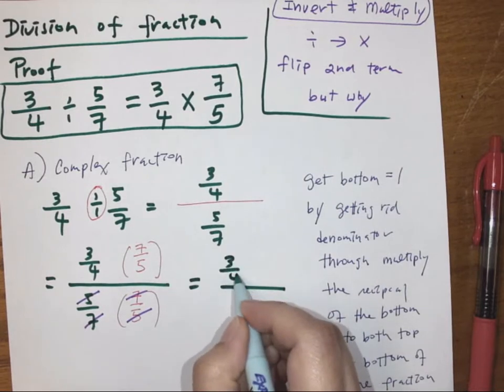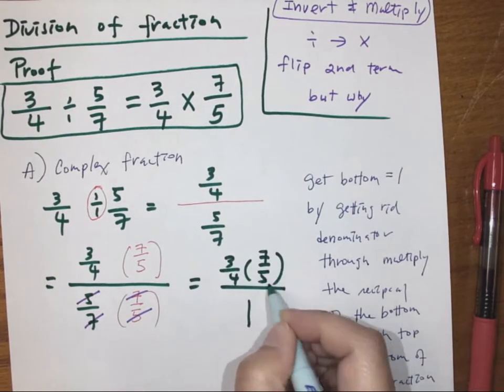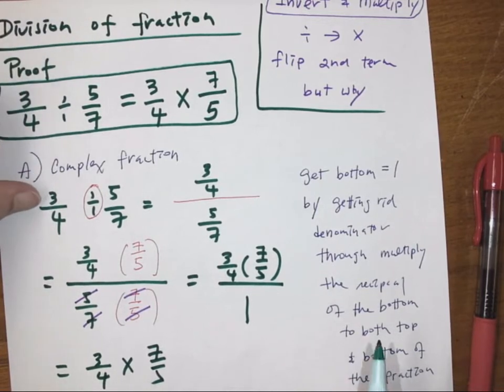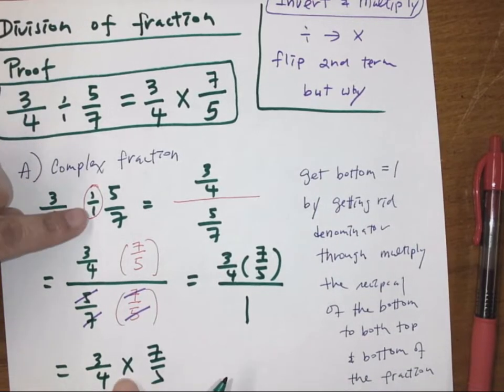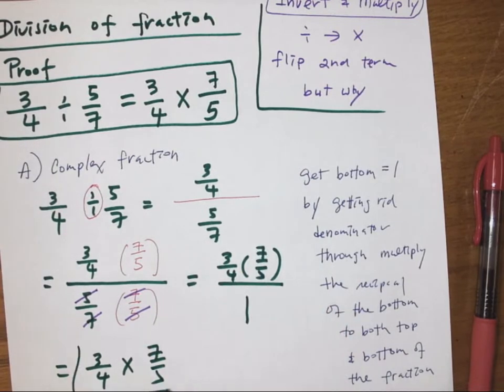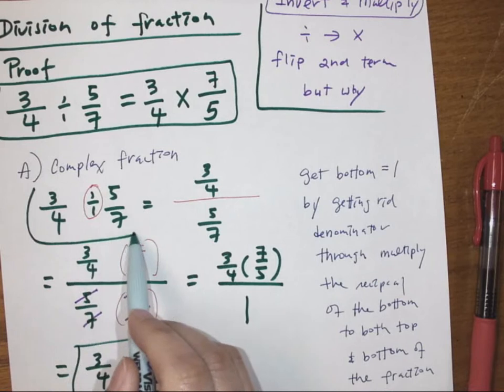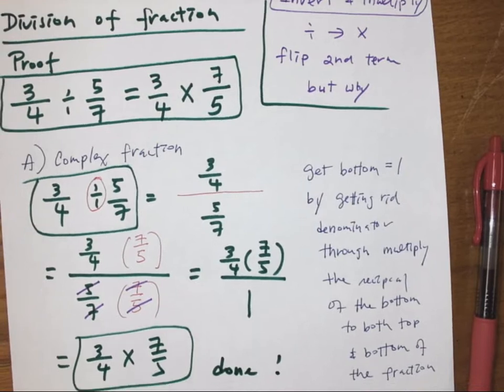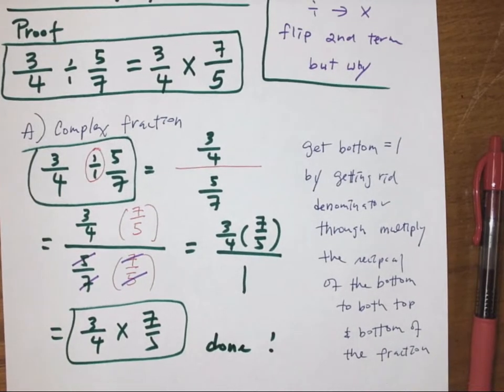Then we have 3/4 times 7/5. So that equals 3/4 multiplied by 7/5. Remember, we started with the division, and it changed to multiplication with the second term flipped. So that shows the two are equal to each other. That's one proof that shows the two are equal.